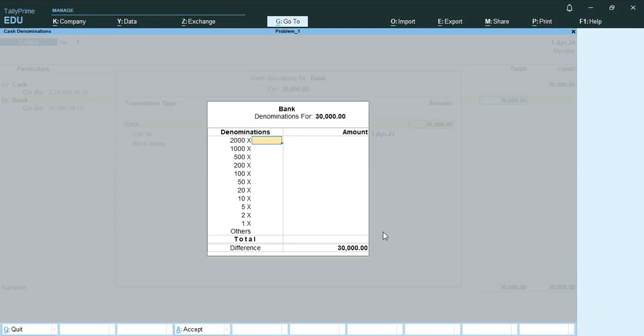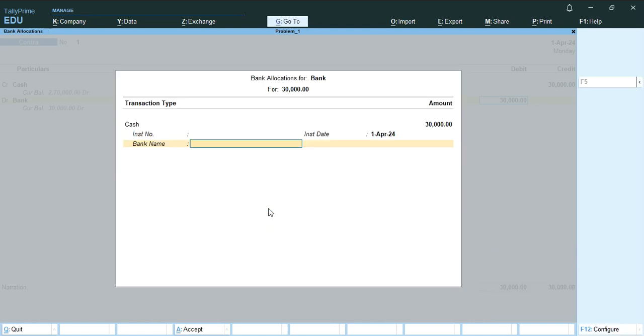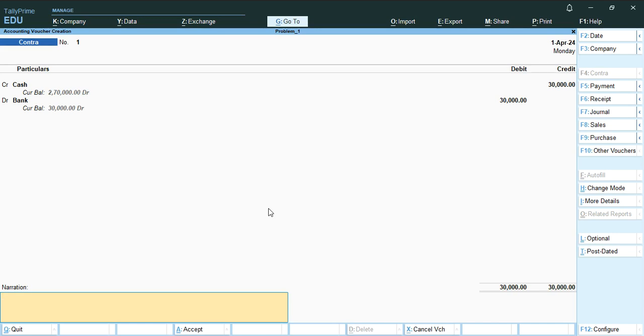Whenever you make any deposit, it will ask for the denominations, the number of notes, like 100 notes, 1000 notes, 500 notes, 200 notes, 10 notes, how many we are depositing. Here we will do an addition. Cash deposited into bank.